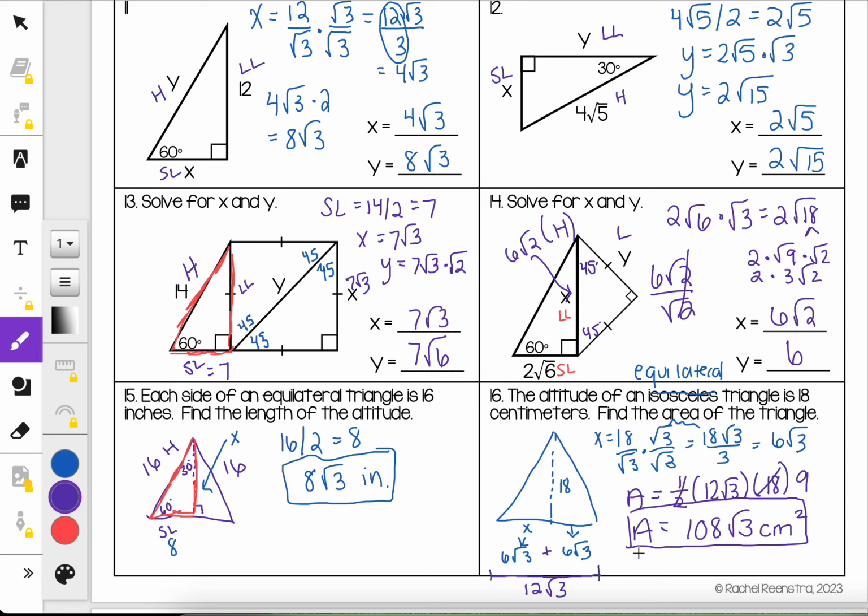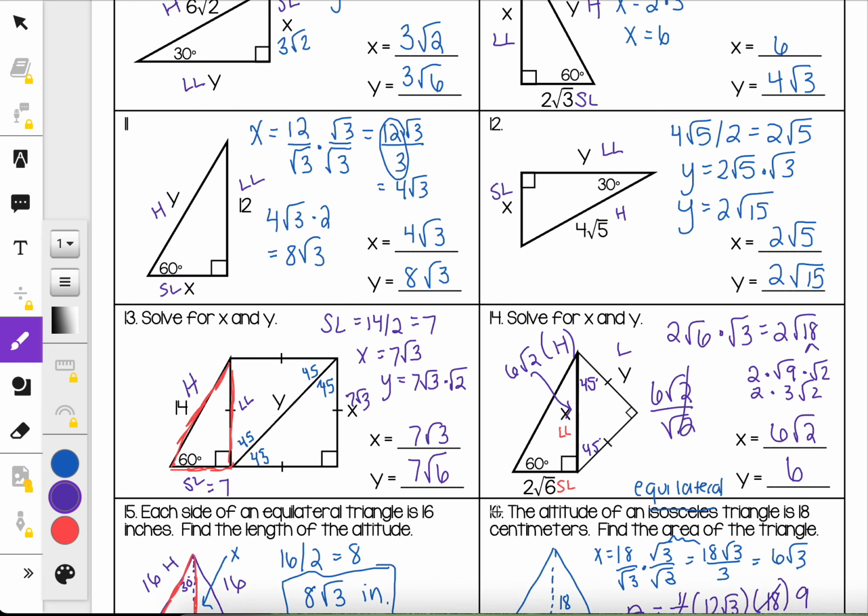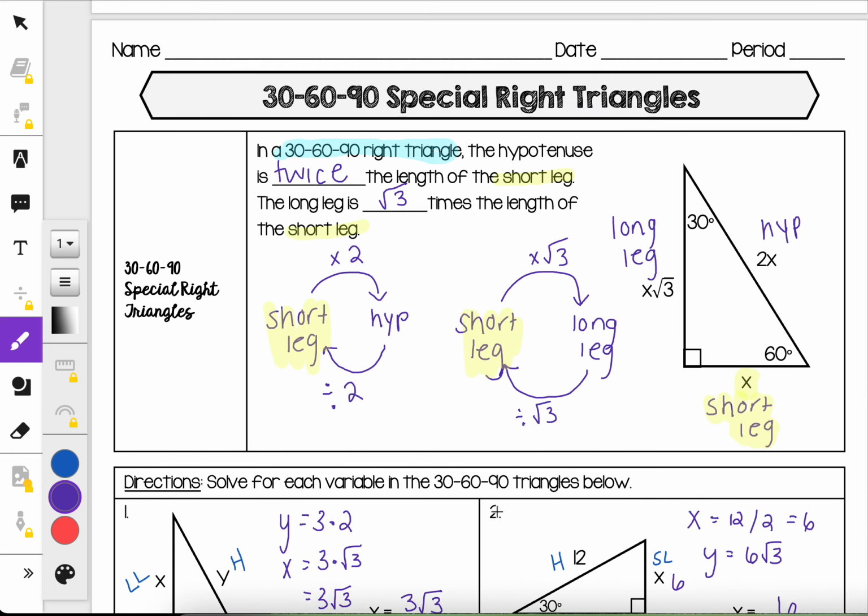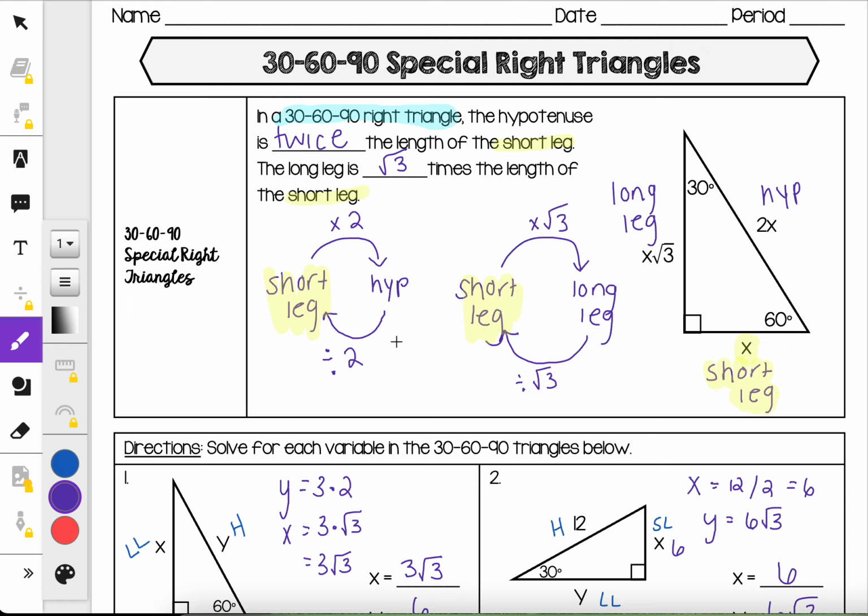Okay, so again, we talked about 30, 60, 90 triangles. I like to use the wheels here. So my short leg to my hypotenuse is times 2. Hypotenuse to my short leg, I'm dividing by 2. And then your short leg to your long leg, you're multiplying by root 3. And the long leg to the short leg, you are dividing by root 3.